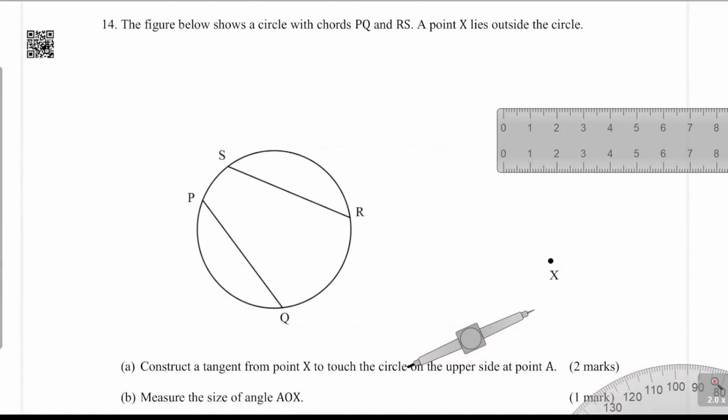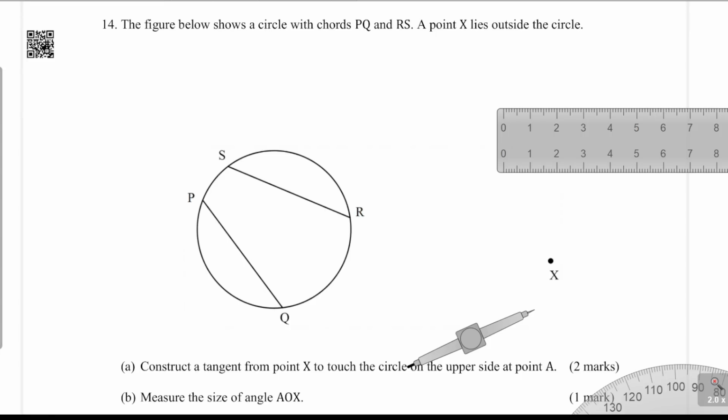The figure below shows a circle with chords PQ and RS. A point X lies outside the circle, as you can see in the diagram there. Part A of the question: construct a tangent from point X to touch the circle on the upper side at point B, 2 marks. Part B: measure the size of angle AOX.